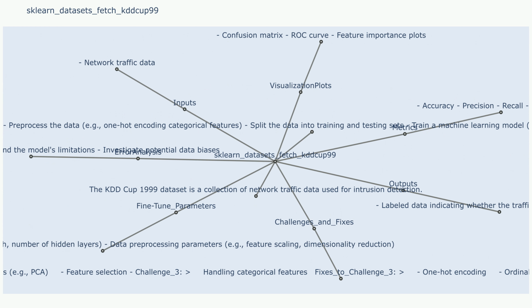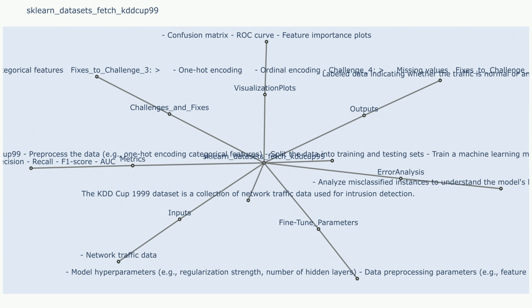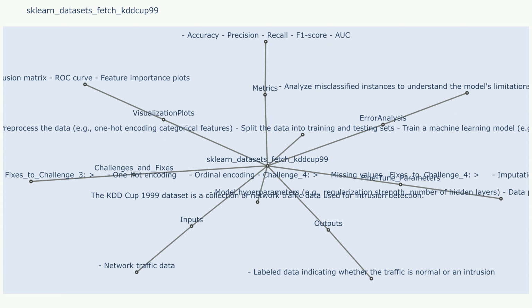Challenge 1: the dataset is very large and can be slow to load. Sample use case that resulted in challenge 1: training a machine learning model on the entire dataset can take a long time. Fixes to challenge 1: use a smaller subset of the data for training. Use a faster machine learning algorithm.